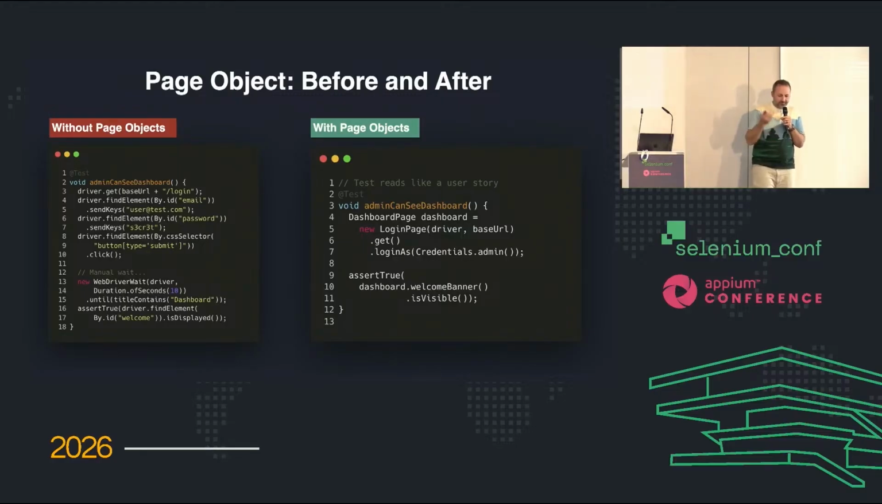From the first code, if I read it, I would say it opens the login, it finds the element, it sends the username, it finds the password, it sends the password, it clicks a button, and then does some verification, waiting, etc. In the better implementation, if I read the code, I would say it's logging into the application with the admin credentials, arriving at the dashboard, and checking that the banner is there.